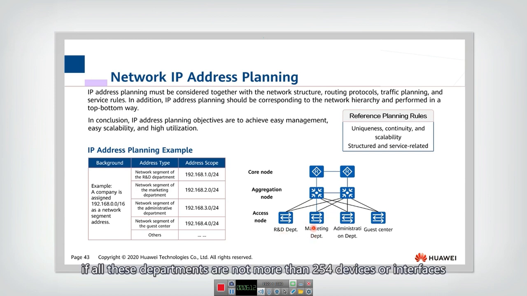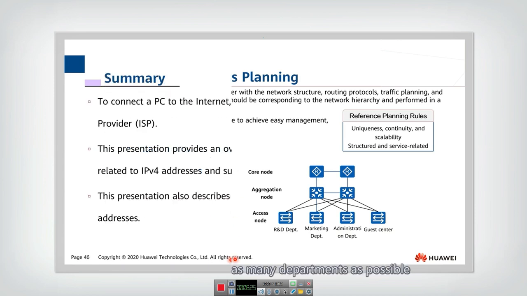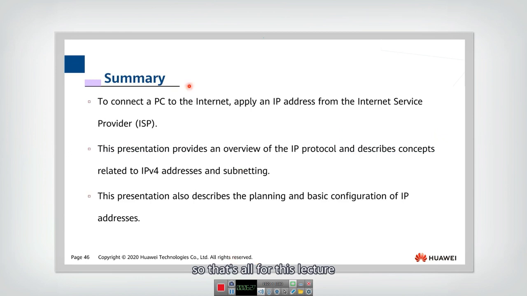If all these departments have no more than 254 devices or interfaces, then this allocation is good enough, and you can support as many departments as possible. Okay, so that's all for this lecture.